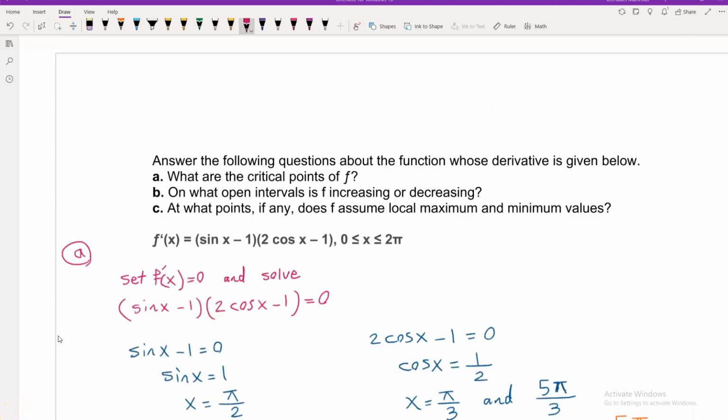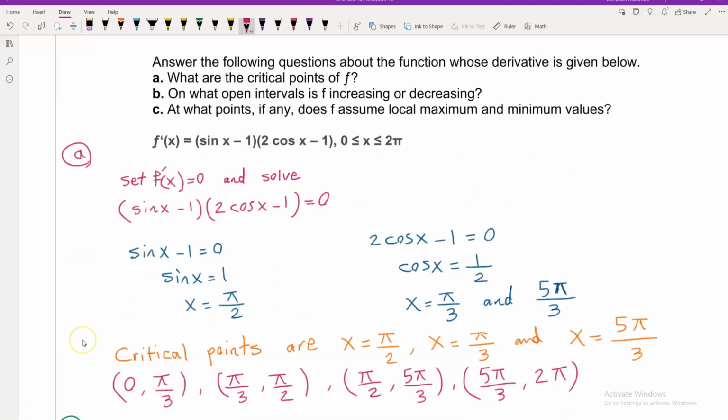Part A, set f prime of x equal to 0 and solve. So we have sine x minus 1 equal to 0, solving for x, x is pi over 2. And here we have 2 cosine x minus 1 equal to 0. Solving for x, we have cosine x equal to 1 over 2, so x is pi over 3 and 5 pi over 3. So the critical points are x equal to pi over 2, x equal to pi over 3 and x equal to 5 pi over 3.